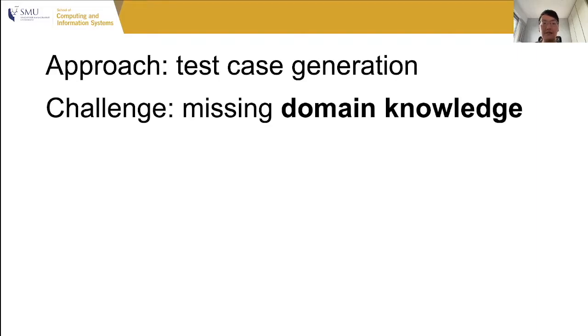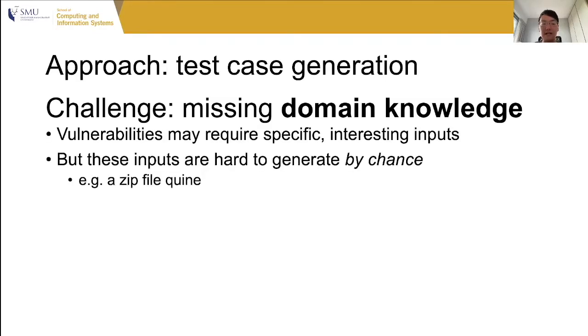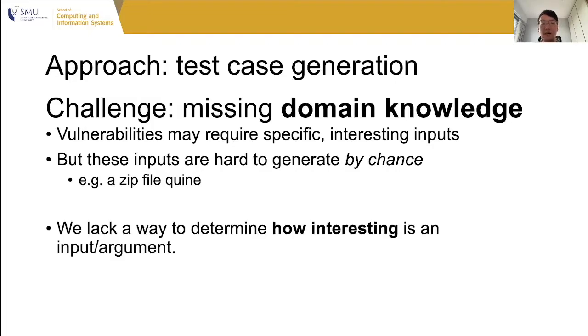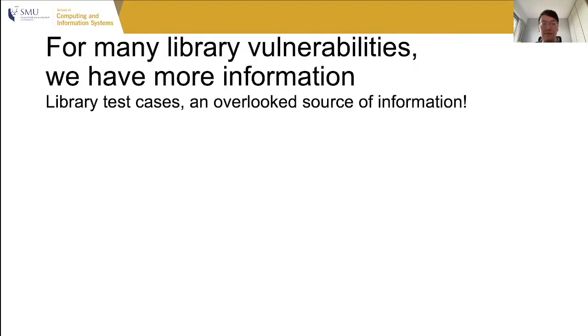However, we have to overcome the fundamental challenge of missing domain knowledge. A vulnerability may require very specific conditions to be triggered, such as hard-to-reach program states or inputs that are hard to generate by chance. For example, it seems unlikely that we would be able to generate a zip file quine purely by chance. And fundamentally, we lack a way to say how interesting an input or a program state is with respect to a vulnerability. But for a subset of library vulnerabilities, we would have more information from the library test cases, which is an overlooked source of information.